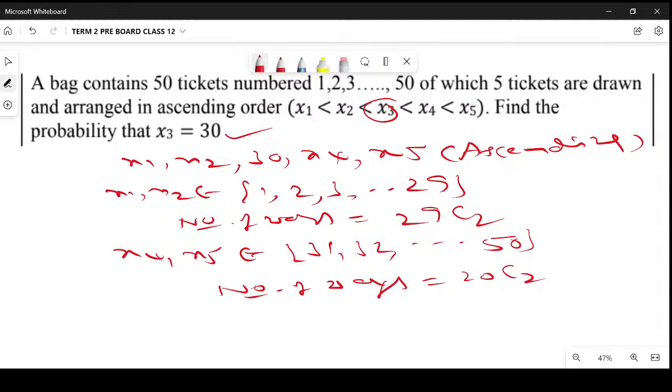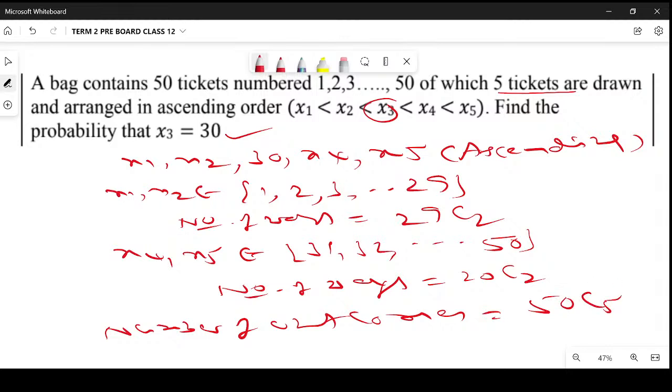So 20C2. Now, they have drawn 5 tickets. So the total number of possible outcomes: you are taking any 5 from the total 50 tickets, so 50C5.